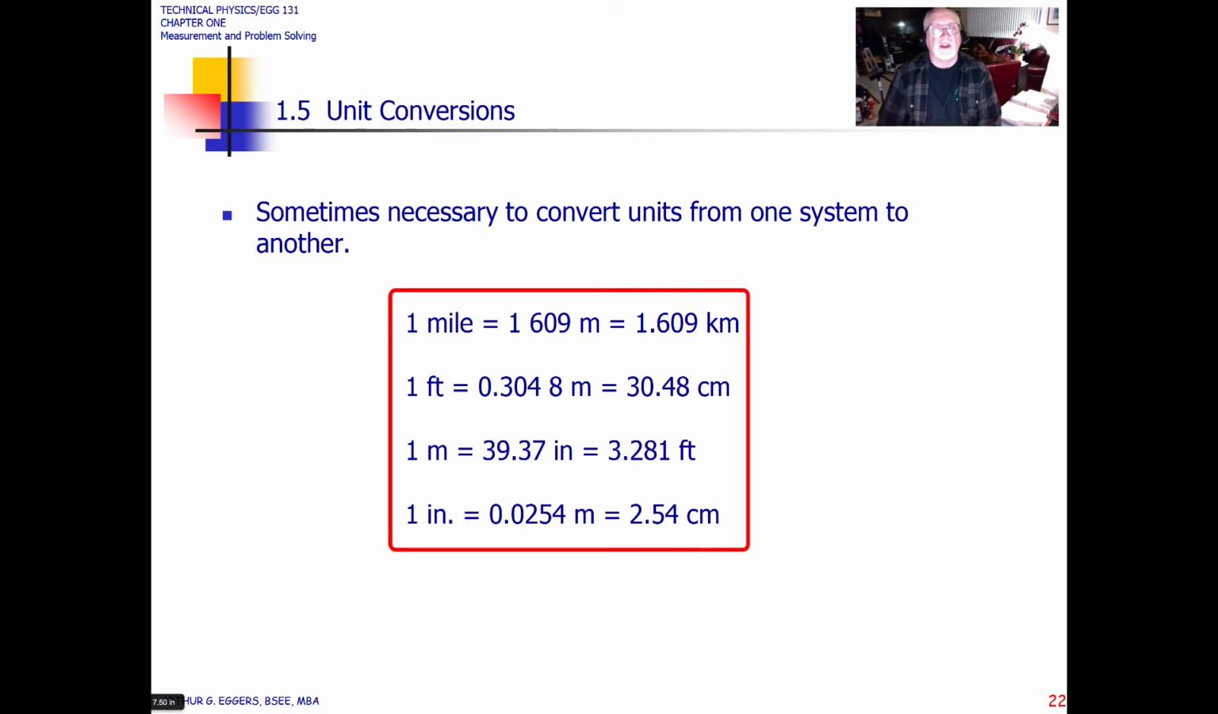1 mile is equal to 1,609 meters, or 1.609 kilometers. 1 foot is equal to 0.3048 meters, or 30.48 centimeters. And 1 meter is equal to 39.37 inches, or 3.281 feet. 1 inch is equal to 0.0254 meters, or 2.54 centimeters.